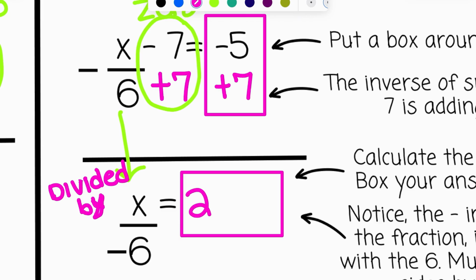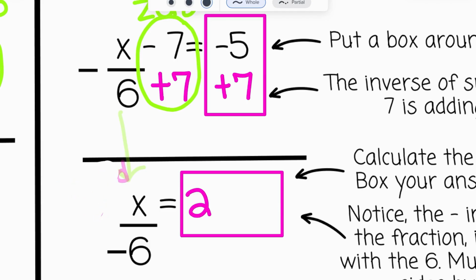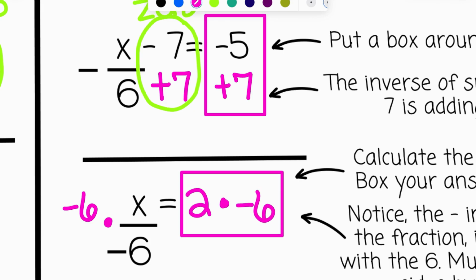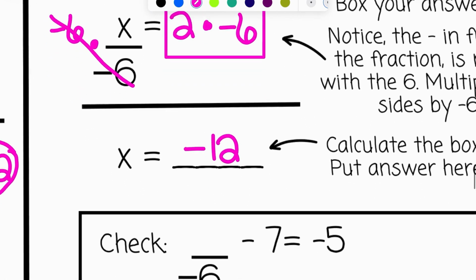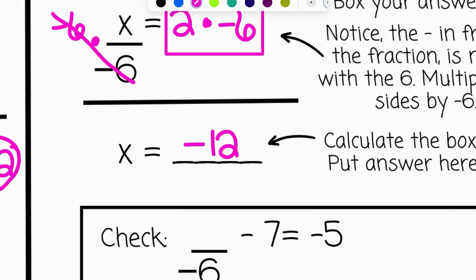Okay, the opposite of dividing by negative 6 is multiplying by negative 6. Again, we're not changing signs, we're changing operations. So we're going to multiply this side by negative 6 and this side by negative 6. On the left, negative 6 divided by negative 6 gives me 1x, so we just write x. Calculate the box. 2 times negative 6 gives me negative 12. So x equals negative 12.